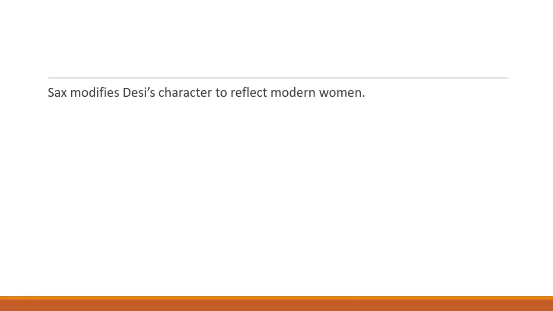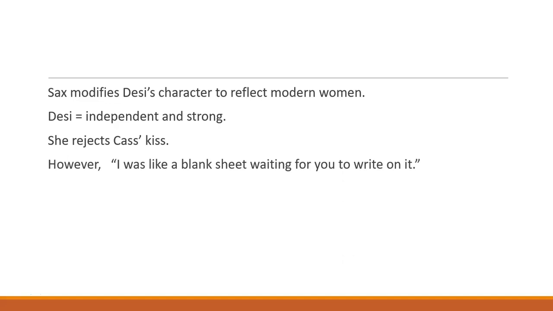Now, Sachs modifies Desi's character to reflect modern women. While we still live in a patriarchal world, Desi is represented as independent and strong. And Desi firmly rejects Cass's kiss, which highlights her control and also her love for John. She does, however, tell John, "I was like a blank sheet waiting for you to write on it." And this simile and direct link to Desdemona's subservience suggests that there is still a gender inequity today.